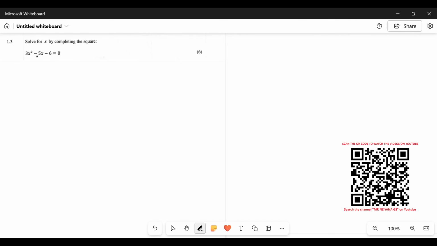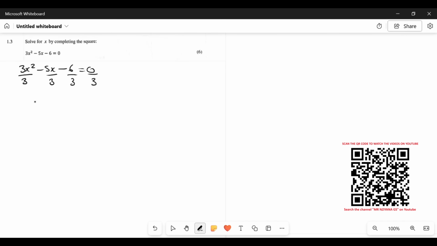So we have the expression there, 3x squared minus 5x minus 6. All this is equaling to 0. The first step that you must do here, let's write everything here, 3x squared minus 5x minus 6. All this is equaling to 0. So the first step, you must divide by 3 there, the coefficient of x squared, right, throughout.